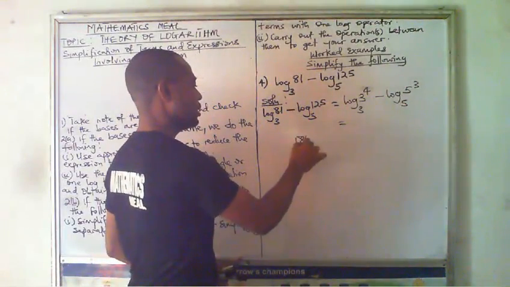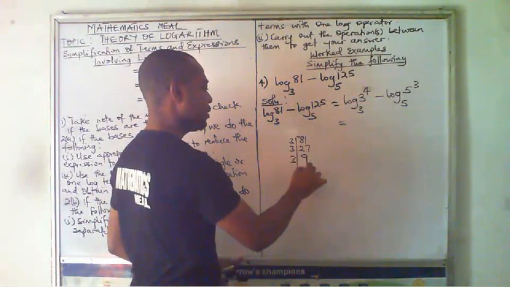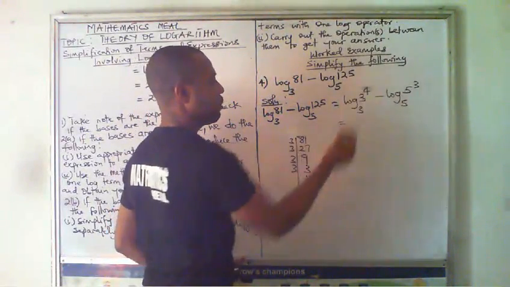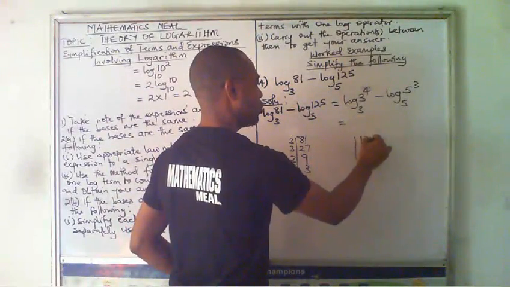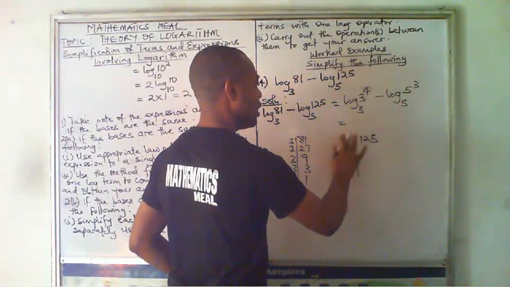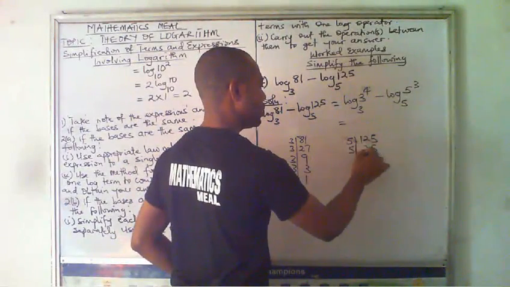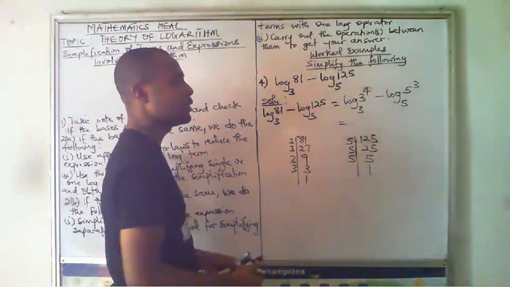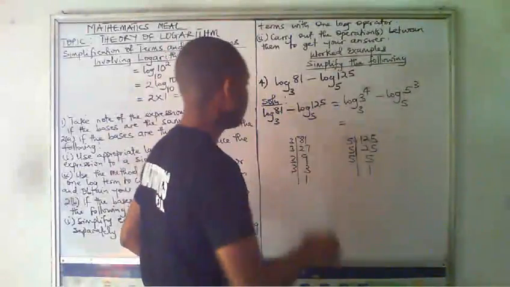Remember 81: 3 divided gives 27, 3 divided gives 9, 3 divided gives 3, 3 divided gives 1. That is 1, 2, 3, 4, so 3 raised to the power 4. For 125, 5 divided gives 25, 5 divided 25 is 5, 5 divided gives 1. So it's 5 that gave birth to 125, that's why 5 is the ancestor of 125.